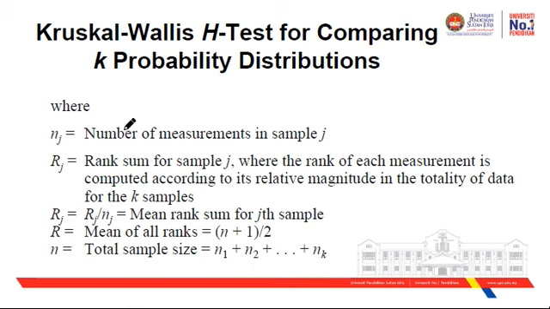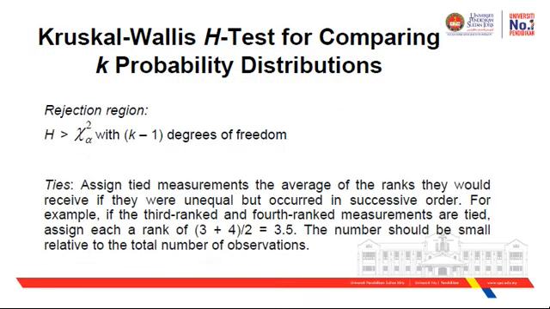This is the definition of each term. Nj is the number of measurements in sample j. Rj is the rank sum for sample j. Rj bar is the mean rank. R bar is the mean of all ranks, and n is the total sample size.